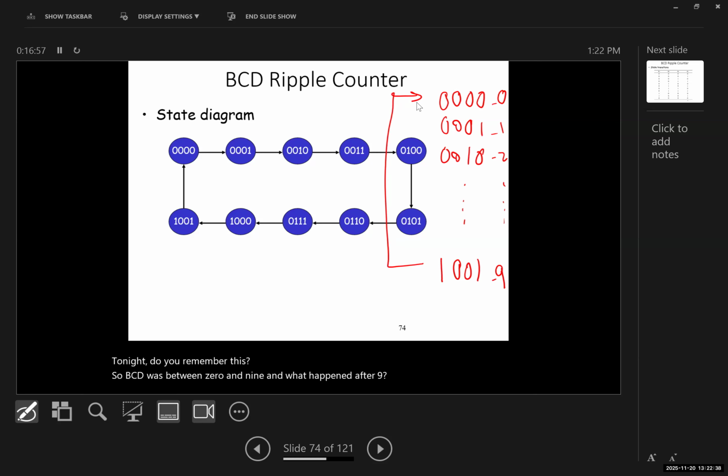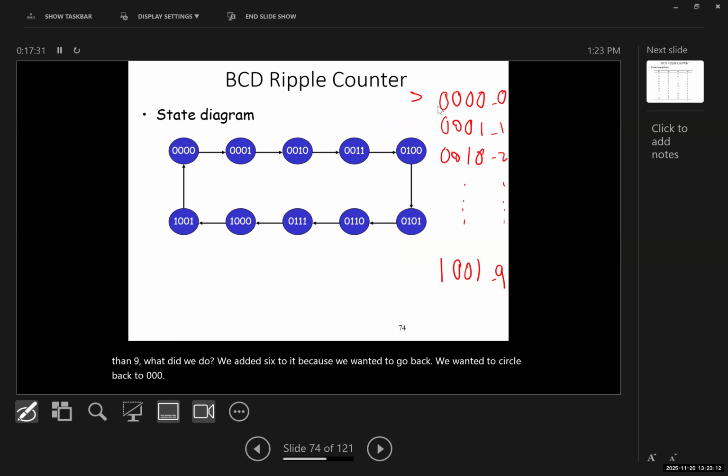No, that was hexadecimal. BCD from 9 went back to 0. It technically shows a 1-digit decimal, a BCD. So we went from 1001 to 0000. If you remember, when we added 2 BCD numbers and the result was greater than 9, what did we do? We added 6 to it because we wanted to circle back to 0000.